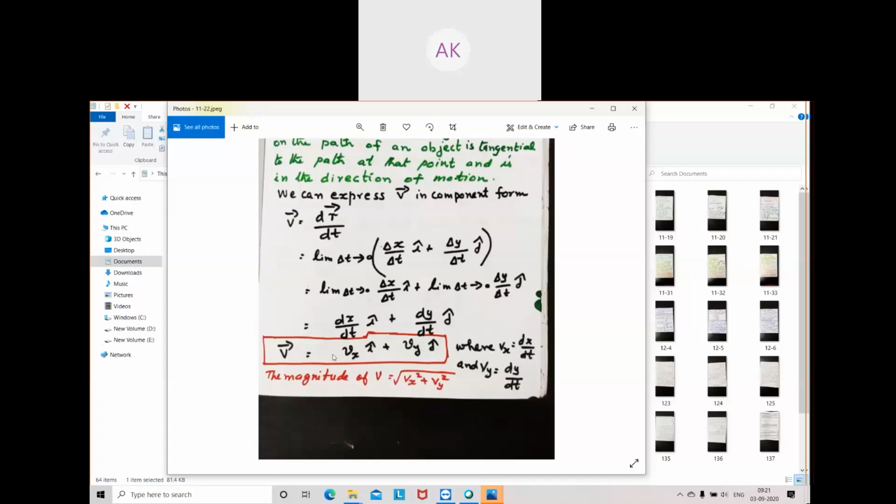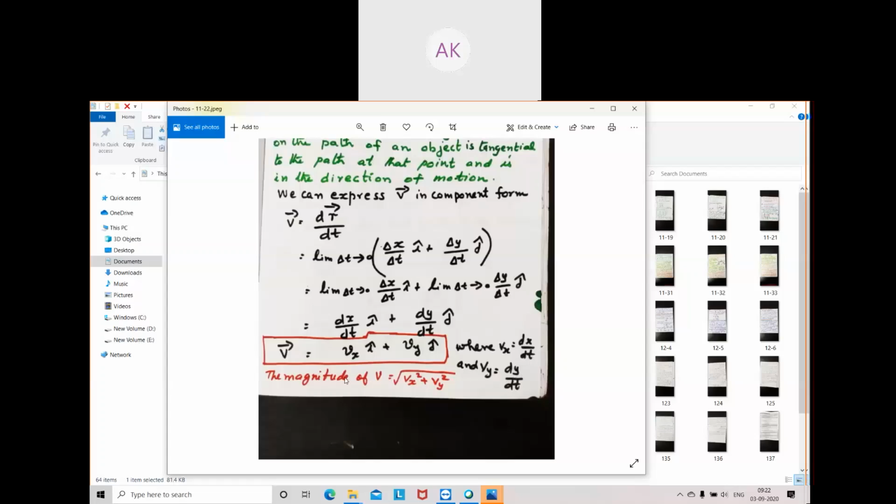So vector v is equal to the instantaneous velocity. How will you read this? This is the instantaneous velocity vector v equal to Vx i cap, the x component of velocity, plus Vy j cap, where Vx equal to dx by dt, and that you have to write here. But how did you get this step? We have taken dx by dt as Vx. That is written here, Vx equal to dx by dt. And here we have written this term is equal to Vy. So that you have to write here, Vy equal to dy by dt.